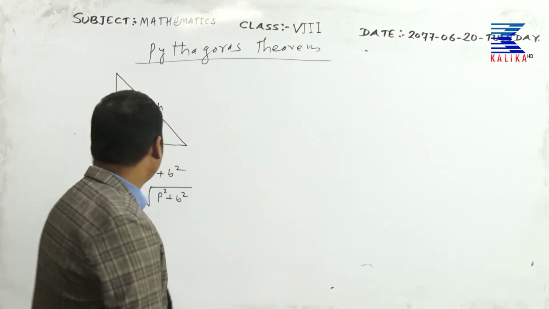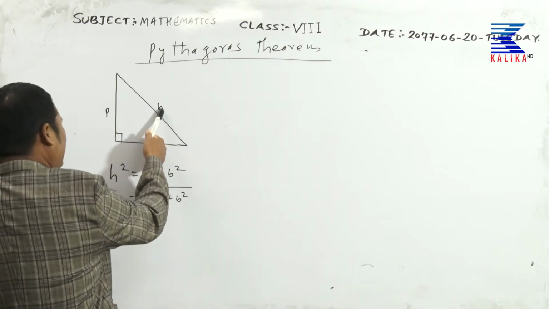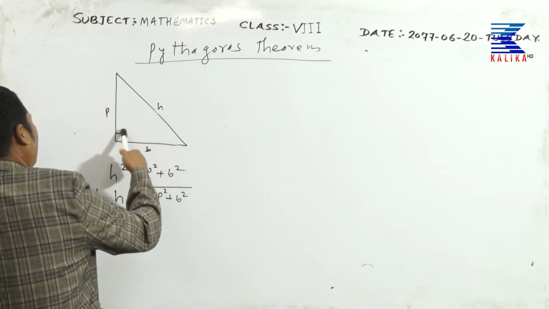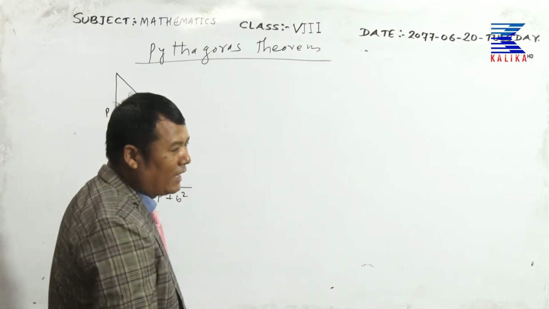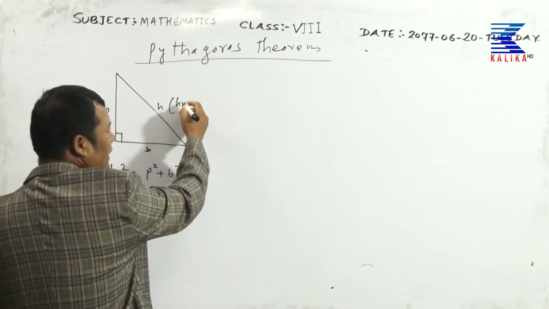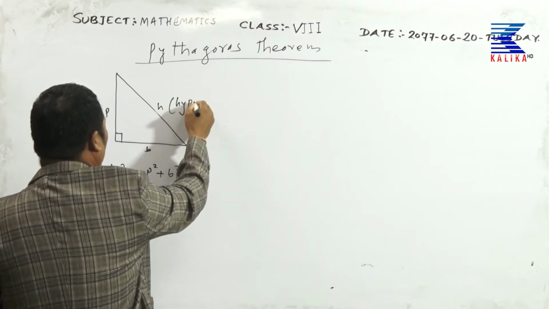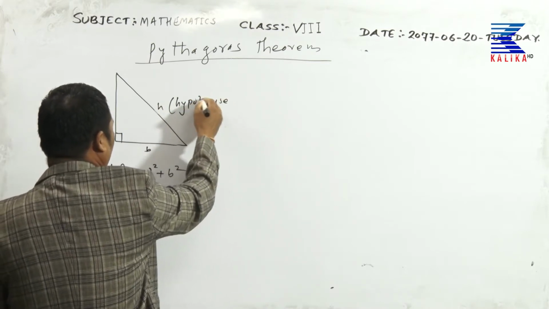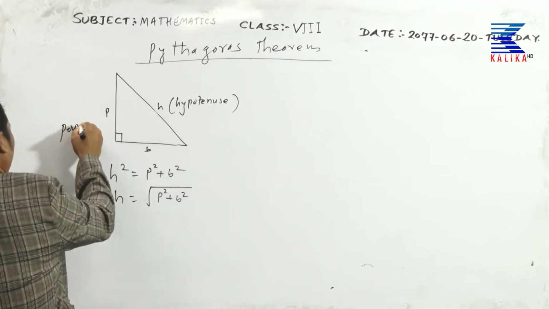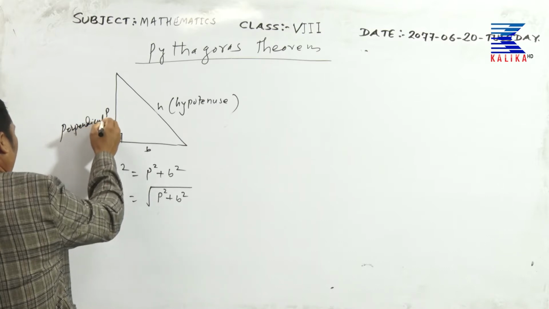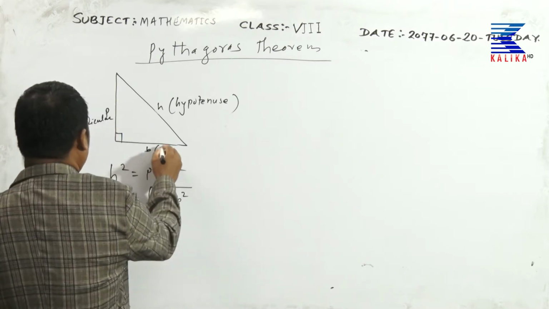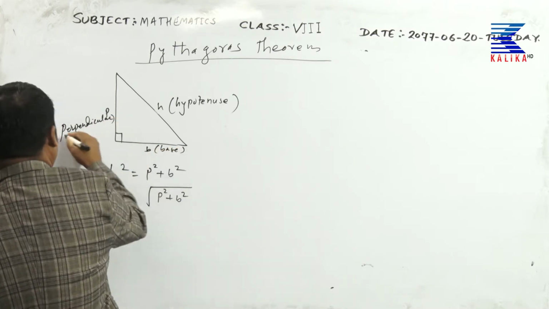In the Pythagoras theorem, h is always the longest side, opposite of the right angle. It is called the hypotenuse. That's why hypotenuse, perpendicular, and base.